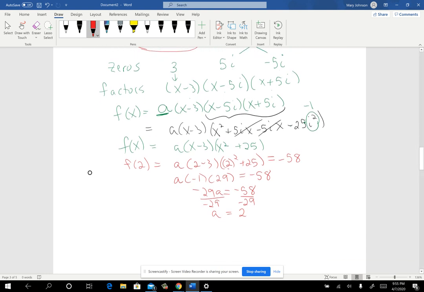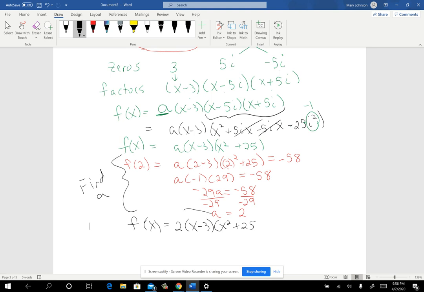Okay. Now, the rest of the problem is going to be cleaning this up, finishing it, so it's not in this intermediate form. So what I'm going to do is put the formula back together. So we have f of x equals 2, and then get your variables back in there, the x minus 3 and the x squared plus 25. All this work was just trying to find a. Now we're going to plug that a back in to the formula we had earlier.